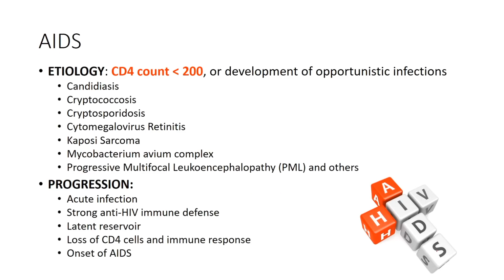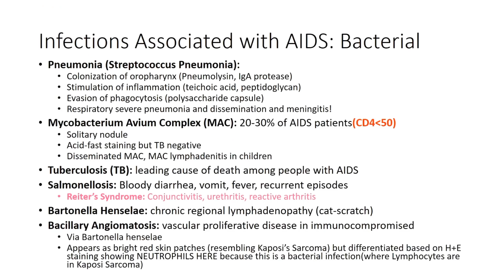So now let's talk a little bit about AIDS and some of the infections that come from this. So AIDS, like I was saying, is a CD4 count less than 200 or the development of opportunistic infections. This is very important for you to understand. So things that come upon are Candida, fungal infections, all those sorts of things, and we'll be discussing each of these in later slides. And then progression, pretty much we have discovered and talked about.